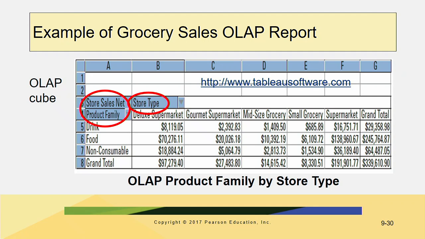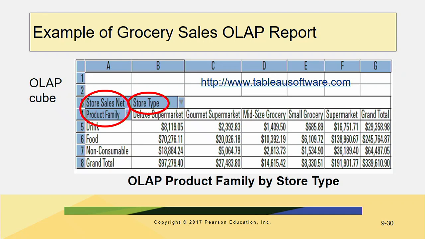Dimensions are categorical. What we look at inside the dimensions, we call measures. So in this example, sales would be a measure. Under the dimension food and deluxe market, the sales measured 70,000. Maybe account. Whatever we're measuring in this OLAP cube is called a measure.